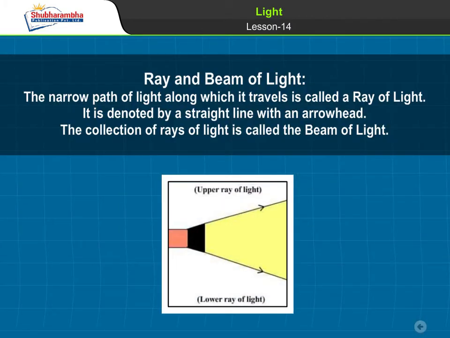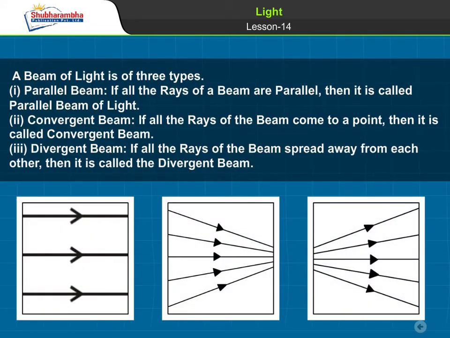Ray and beam of light. The narrow path of light along which it travels is called a ray of light. It is denoted by a straight line with an arrowhead. The collection of rays of light is called the beam of light. A beam of light is of three types.